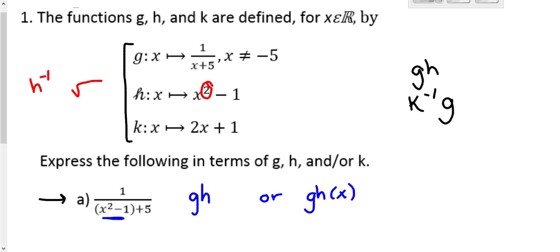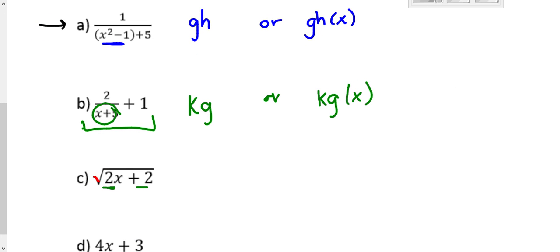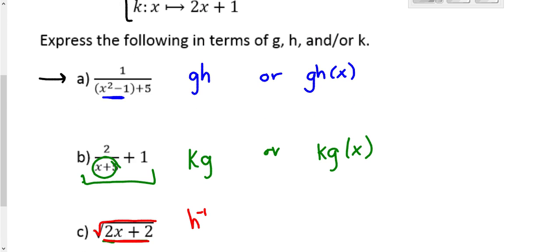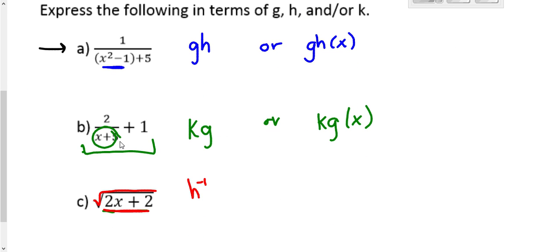The inverse of that would be adding 1 and then taking the square root. So h inverse is actually the square root of x plus 1. Okay, so that's my outside function. So h inverse is actually going to be the first one that I see. And then on the inside, I don't have any other squares or fractions. So I'm going to plug in the k to that. And it's not divided. It looks like it's just 2x plus 1. So that's plugging k into h inverse.